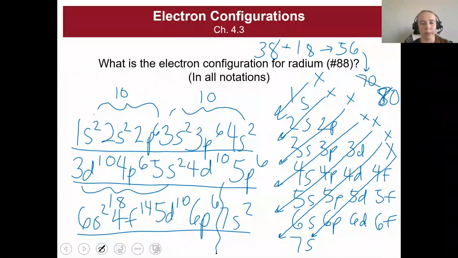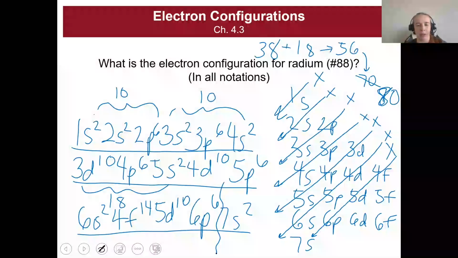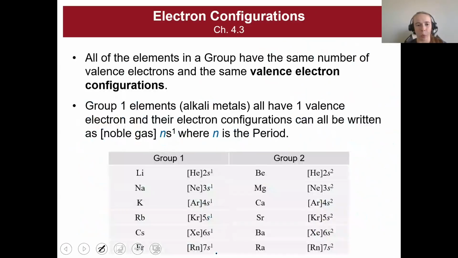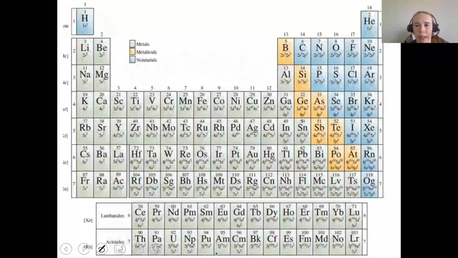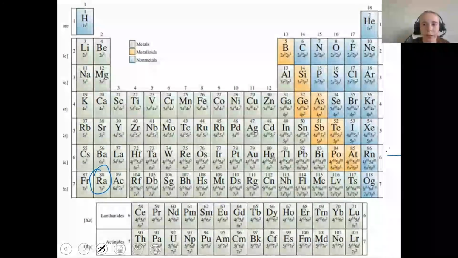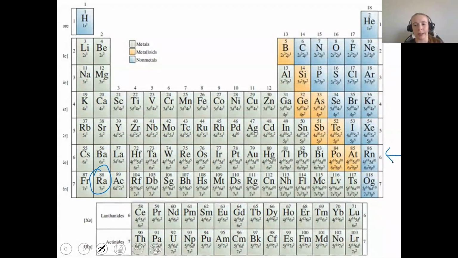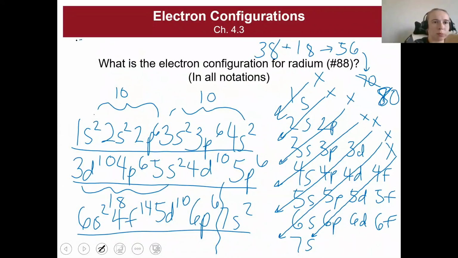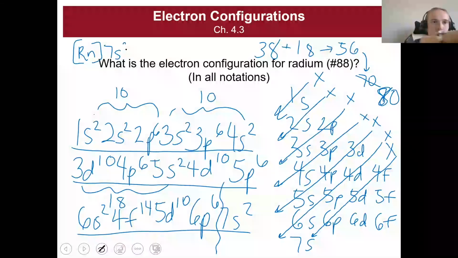So radium is in period 7, so we need the noble gas that comes before radium, which I'm going to cheat. Radium is down here. So our last noble gas was radon. Okay, so if we want to write it in noble gas notation, radium is just going to be radon, which is Rn, 7s2.